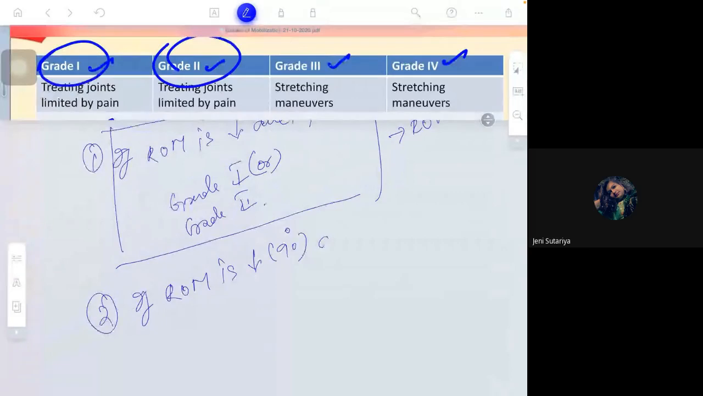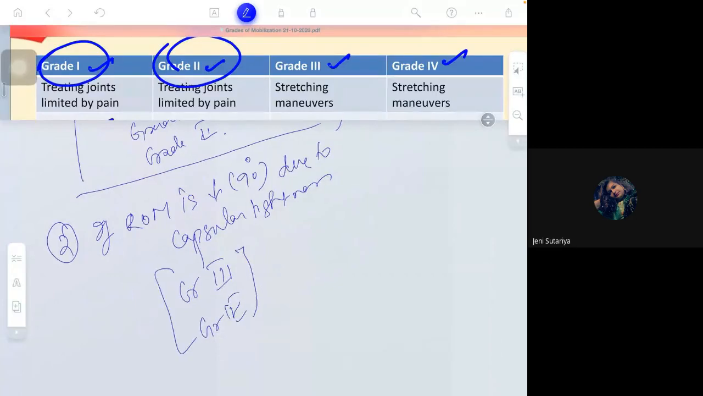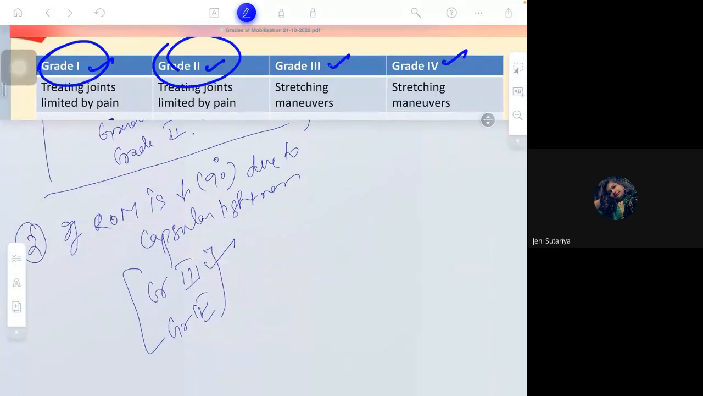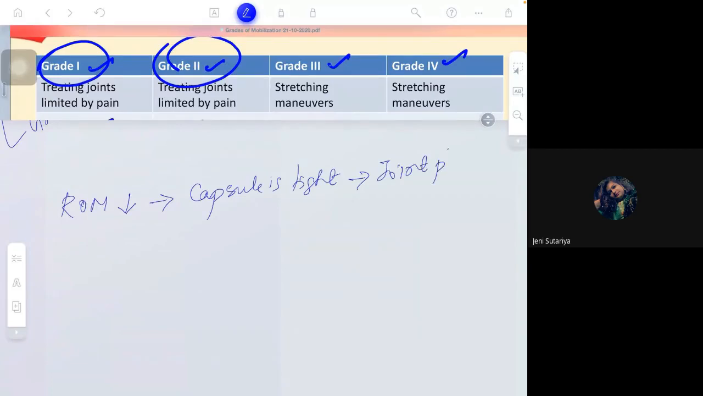Second, if range of motion is reduced, that is 90-degree abduction, due to capsular tightness, then what will you do? You will go for grade 3 and grade 4 mobilization. Clear? Why grade 3 and grade 4? Already we discussed: range of motion is reduced because the capsule is tight. If the capsule is tight, what will happen? Joint play will reduce. What is joint play? Spinning, rolling, and gliding. This is called joint play.